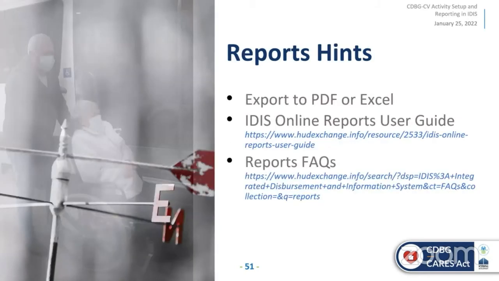Just a few report hints for anyone that's not as familiar with running reports in IDIS. One of the main things is that you want to be able to export to either PDF or Excel. Both are possible. And just remember, when you export to Excel, you can use all of the functionality of Excel to hide columns, sort, and find things. That can be a good way to be using your reports if you don't do that already.